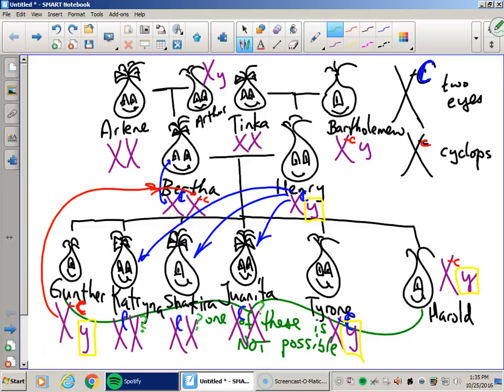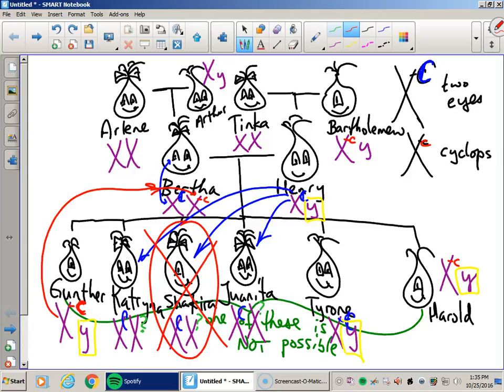Okay? So who is not possible? In my sloppy, messy one of these is not possible. Shakira cannot happen. She cannot happen. Okay, stop and think. Henry can only give what genotype does he have? Two eyes, right? So he can only give the two-eyes allele, right? Which means that Shakira gets the two-eyes allele, which means if she gets the two-eyes allele, she has two eyes, right?